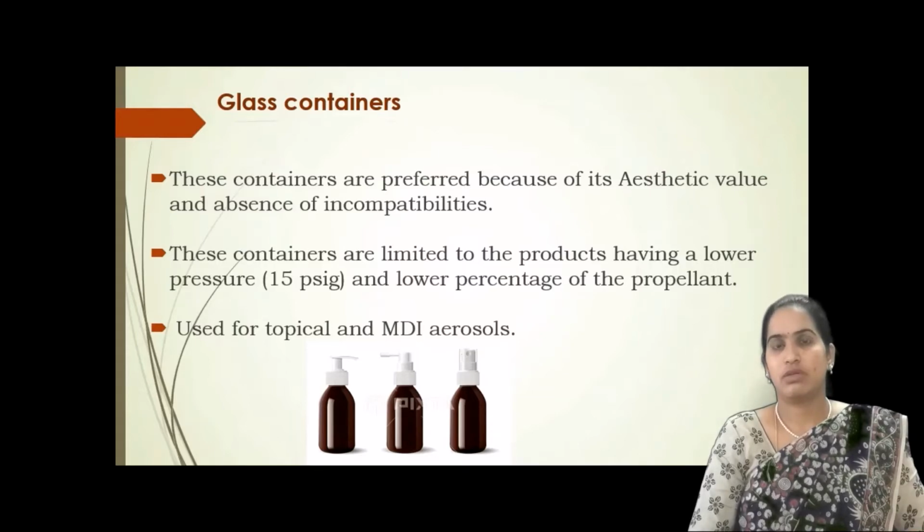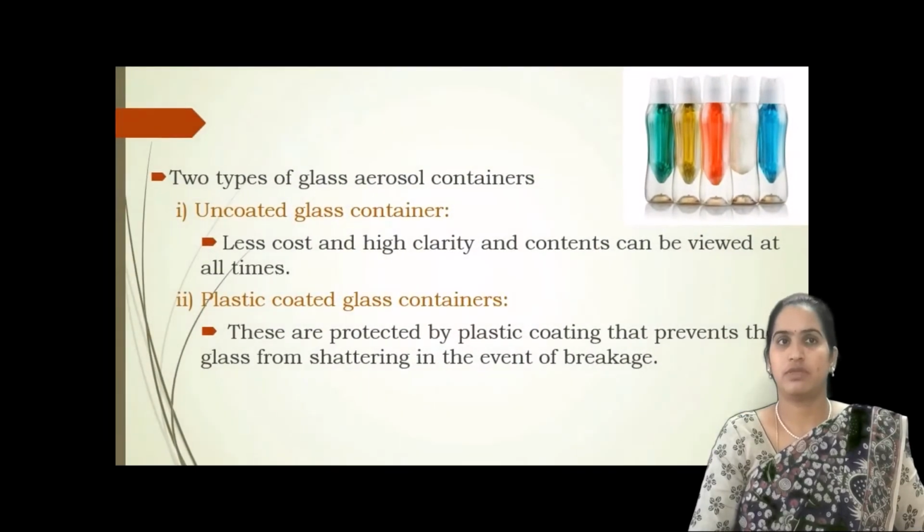These glass containers are also of two types. First one, uncoated glass containers. The advantage of these uncoated glass containers is that they cost less. That means there is no need of any additional coating, so they are cost effective, with high clarity, and the contents can be viewed at any time. During usage, the contents can be seen from outside due to their transparency.